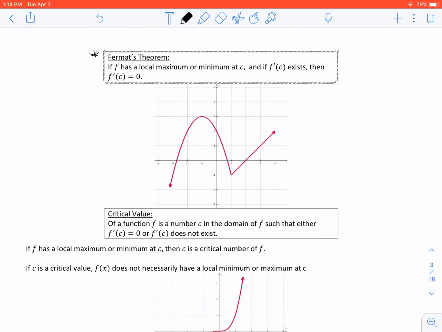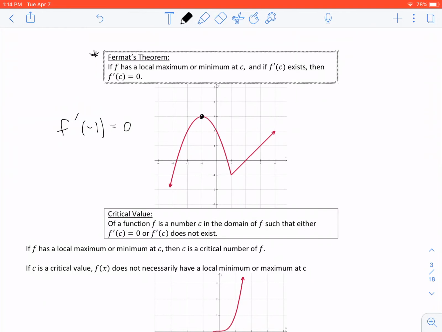So if you look here at the top of the graph, this would be our local maximum. And so we know that the derivative at this value, which is at x = -1, would equal 0, since this is a maximum and the derivative exists there because it meets all those criteria.